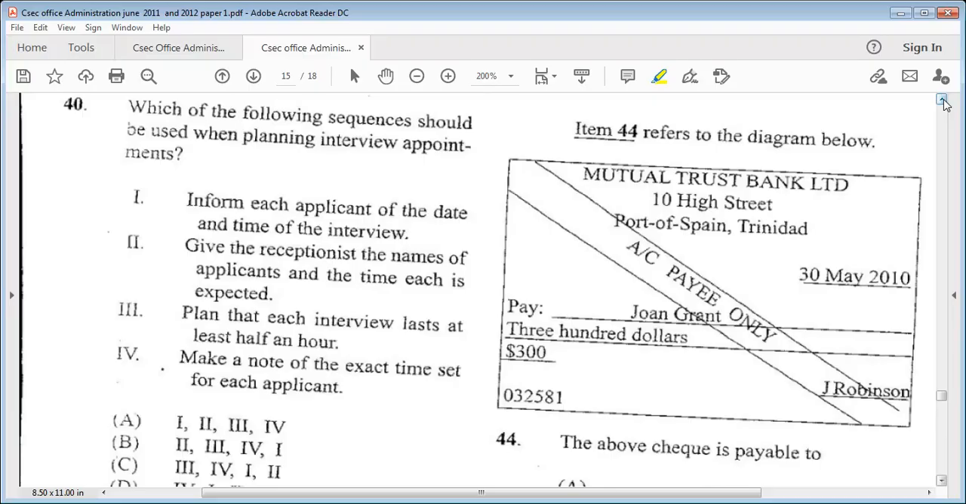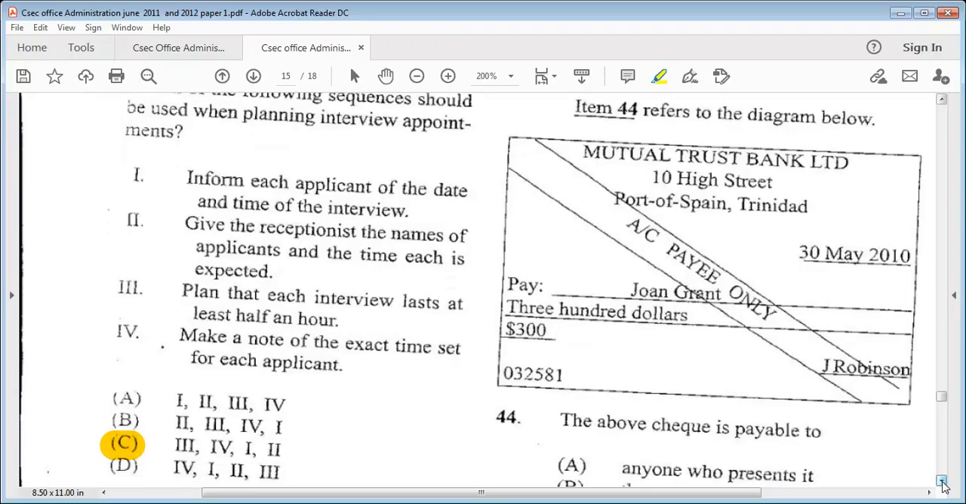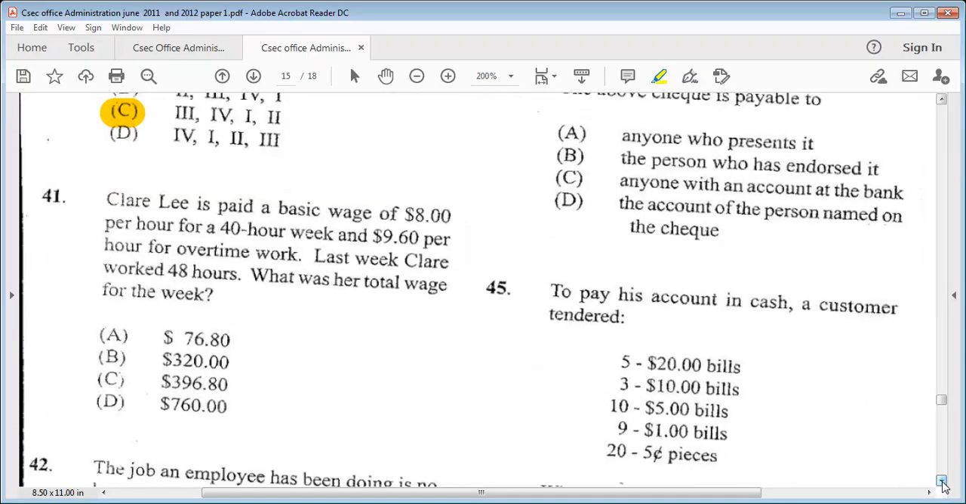So our answer is C. First, plan that each interview lasts at least half an hour. Then make a note of the exact time set for each applicant. Then 1. Inform each applicant of the date and time of the interview. And then 2. Give the receptionist the names of applicants and the time each is expected. So our answer is C. Let's go on to 41.